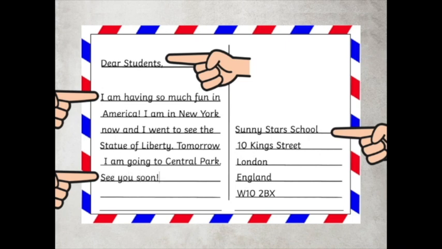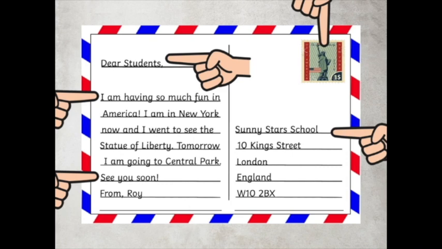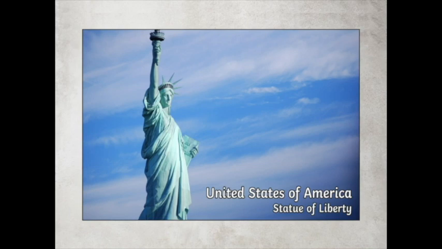See you soon. From Roy. So there is my postcard from New York, the United States of America. But something is missing. What do I need to do? Yes, I need to stick a stamp. And there you can see an American stamp. Every country has its own stamps. And here is the picture of the postcard, the front of the postcard.